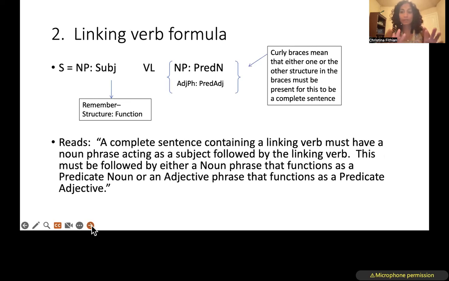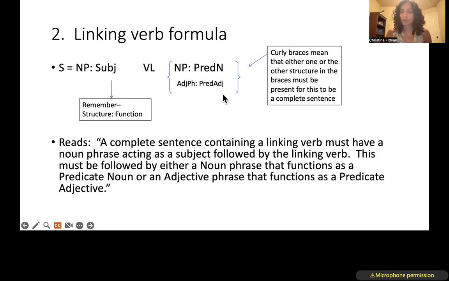So here is our linking verb formula. And again, you can look at each of these components and read the description of the formula and follow along with each of the parts. A complete sentence containing a linking verb must have a noun phrase acting as a subject, followed by the linking verb. This must be followed by either a noun phrase that functions as a predicate noun or an adjective phrase that functions as a predicate adjective.